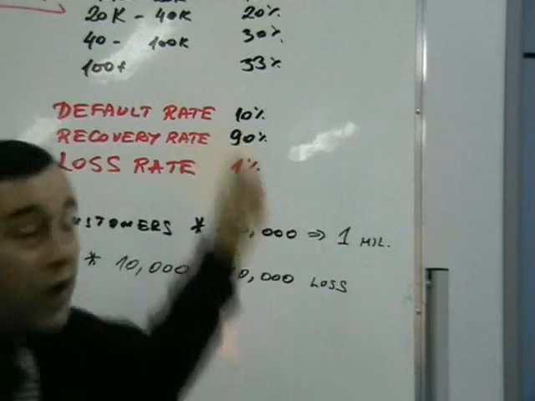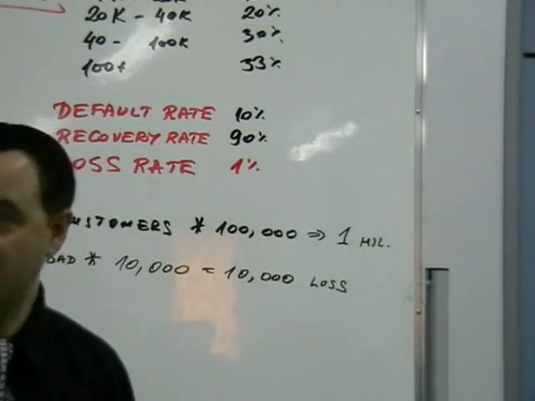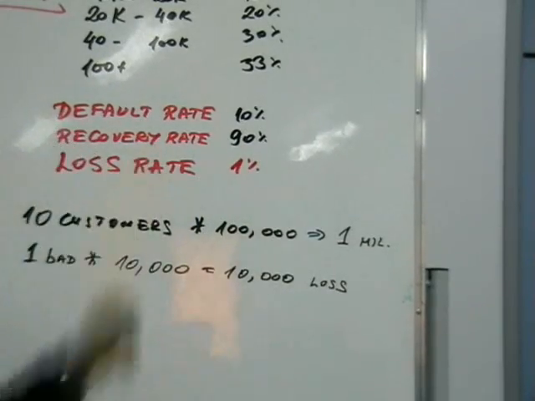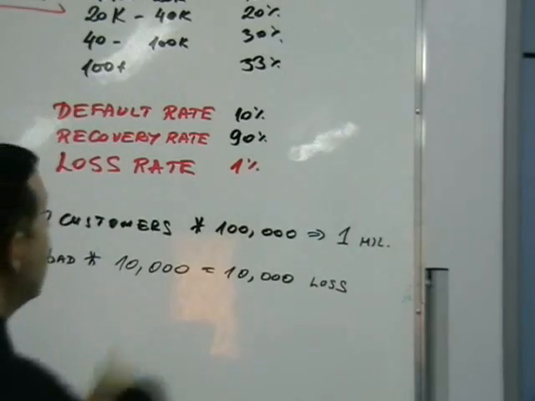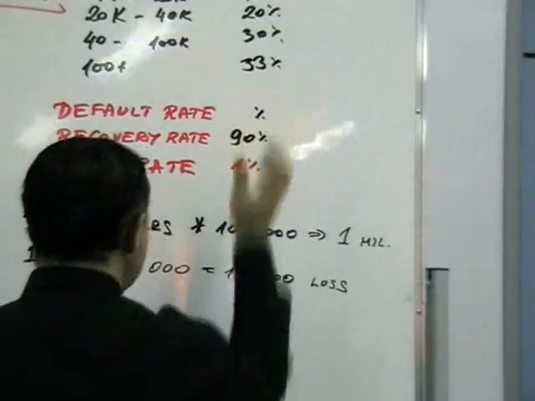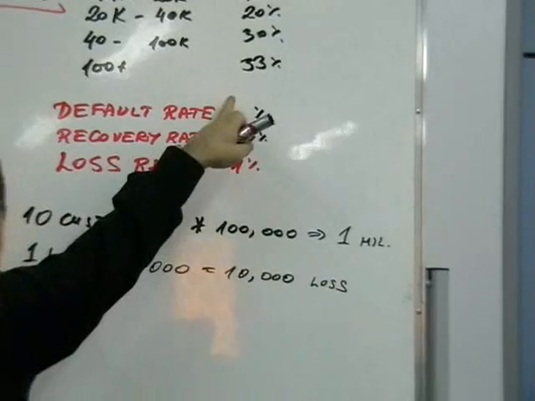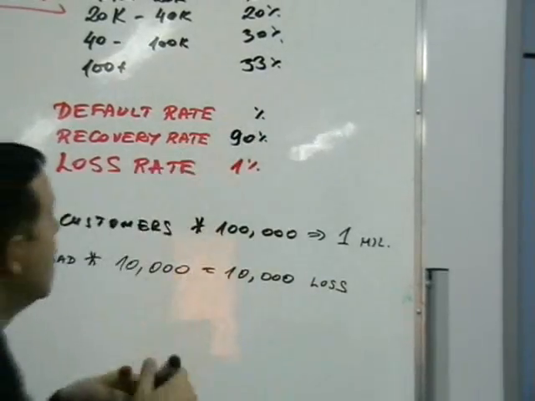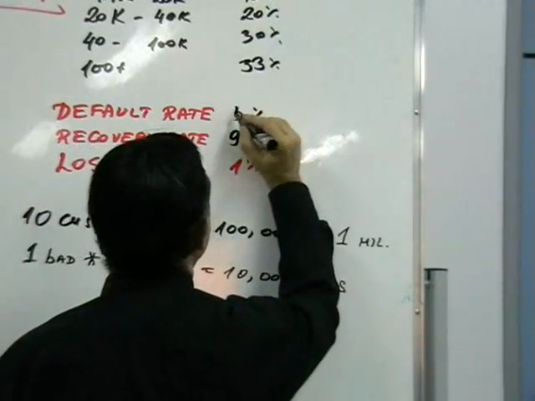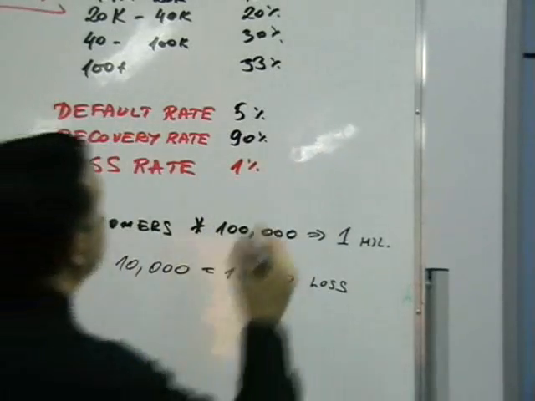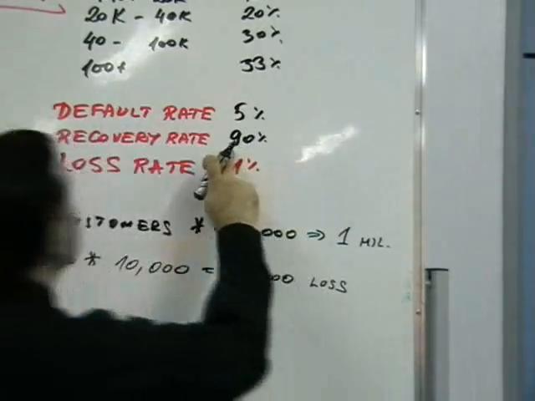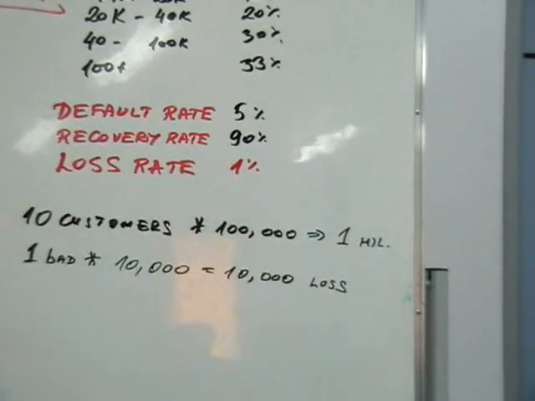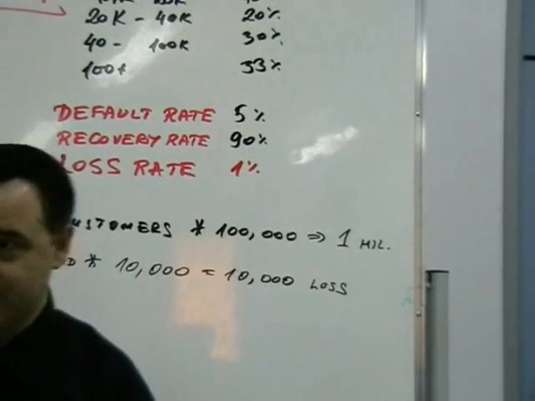Well, what happened in reality? In reality, the default rate wasn't that. Now, let's change the numbers a little bit. They assumed a default rate of 4 to 6%. So let's say the default rate was 5%, and recovery rate 90. That's what they assumed. What's the question? What about provisions?